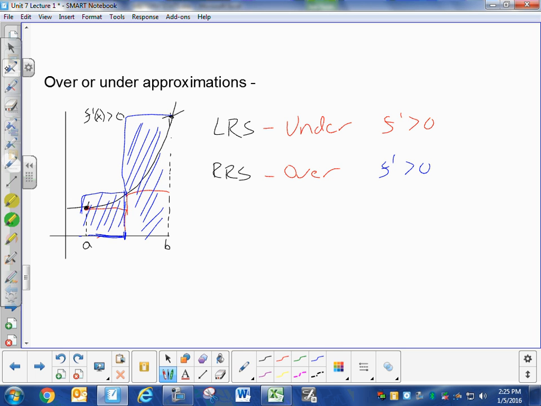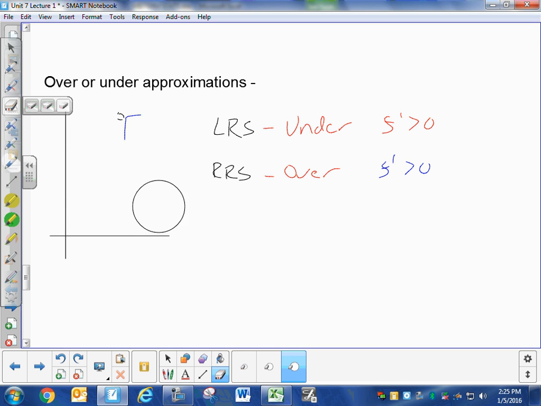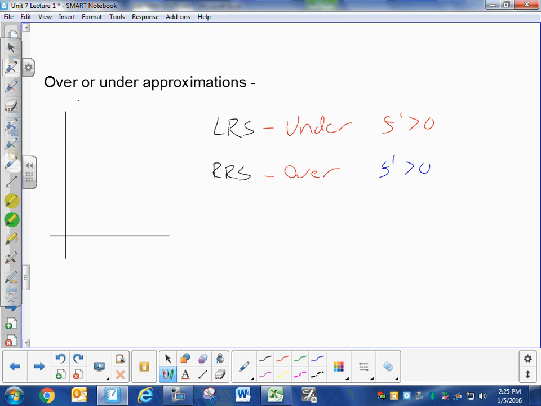Now you'll see if f prime is negative. Let's go ahead and change things up a little bit. So let's say we're going like that. That's a negative f prime. That is a function that is decreasing. I can try my left Riemann sum and my right Riemann sum. It's important, if you have questions that just give you this information, that you can draw something and then draw some rectangles, and that will help you out.